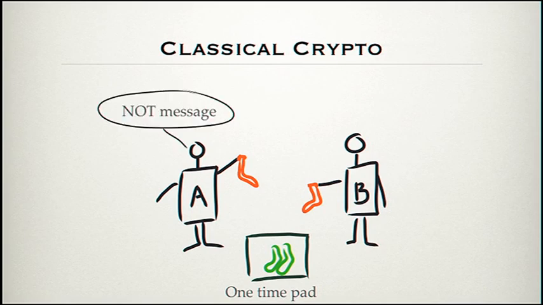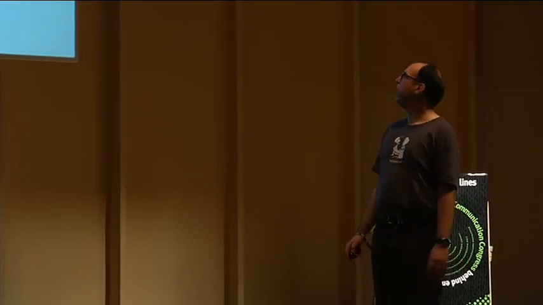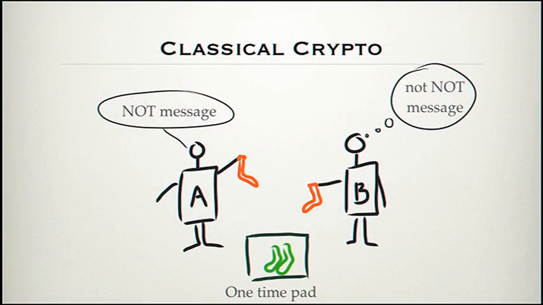And since she picked the red one, she knows the code is now, if she picks a red sock, she transmits the opposite of the message. She says, not message, right? And then Bob knows also the code. He sees he has also a red sock, therefore he knows Alice has a red sock, pretty trivial. So he knows not not message is the message. Okay, so much everybody knows, right? That's not very hard. That's very effective.